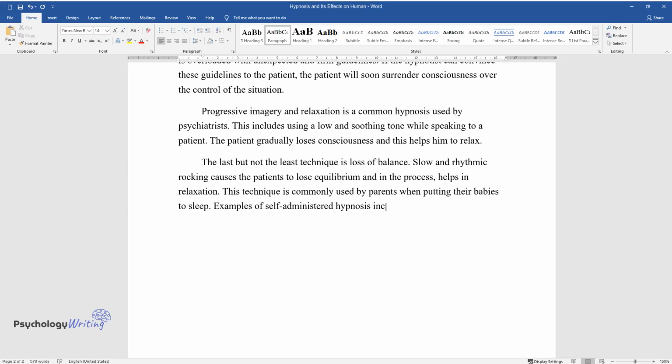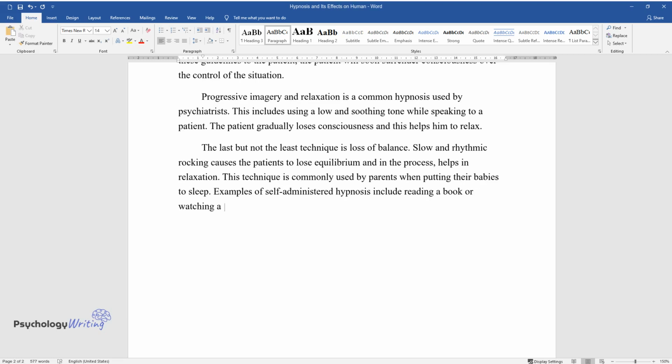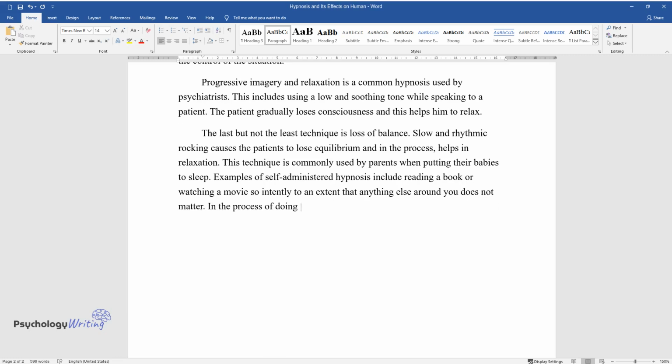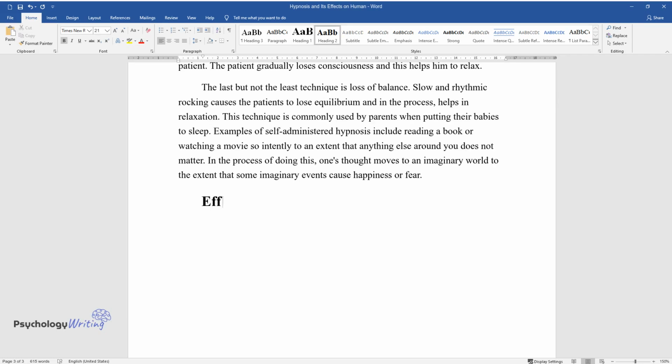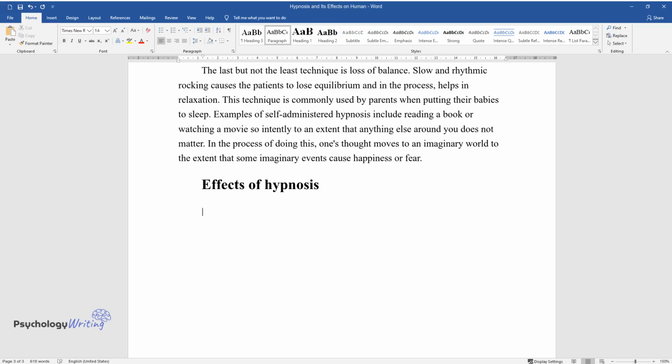Examples of self-administered hypnosis include reading a book or watching a movie so intently to an extent that anything else around you does not matter. In the process of doing this, one's thought moves to an imaginary world to the extent that some imaginary events cause happiness or fear. Effects of hypnosis.